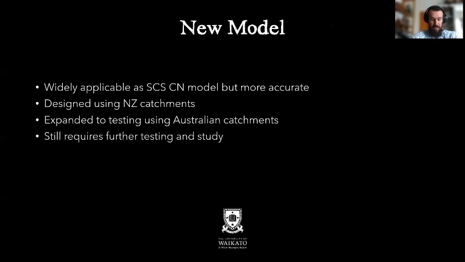The model has so far been developed from information provided by various regional and city councils of the catchments and their boundaries, with a recent expansion to Australian catchments to introduce variety and test the applicability of the model outside of New Zealand catchments. So far, the developed model tested on the same catchments as the SCS curve number model and has achieved more accurate results, but the model still requires further development and testing before it is ready to be widely used.